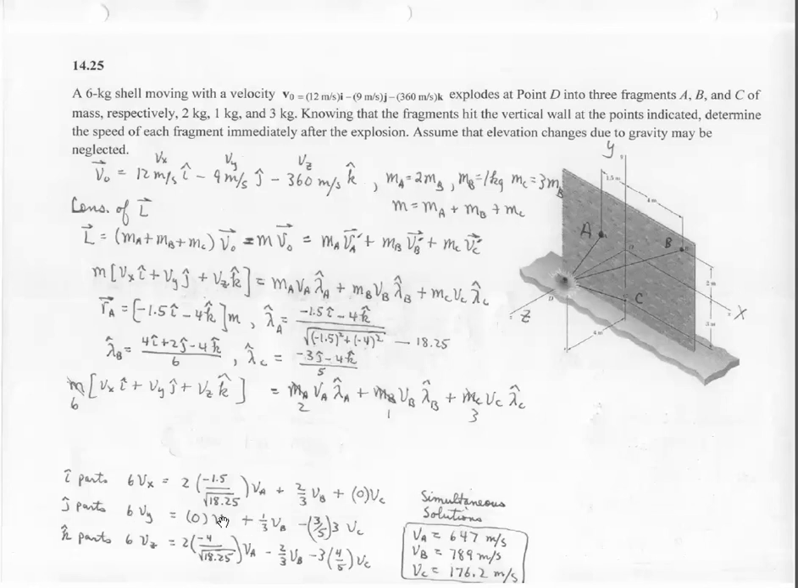And you do similar things for the other equations, and you end up with 3 equations with 3 unknowns, and simultaneous solutions will give you V sub A is 647 meters per second, V sub B is 789 meters per second, and V sub C is 176.2 meters per second. And their directions, it said determine the speed of each fragment, so we're not actually after directions, but their directions are given by these unit vectors that we had up here.